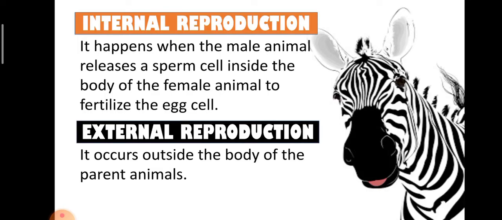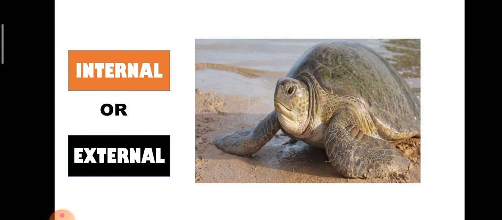Internal reproduction happens when the male animal releases a sperm cell inside the body of the female animal to fertilize the egg cell. Tandaan po ito ha. While external reproduction occurs outside the body of the parent animal. Internal sa loob, external sa labas. Internal, nabubuntis, lumalaki yung tiyan ni parent or ni female animal. External, hindi kailangan na mabuntis. Let's see if it is internal or external fertilization.